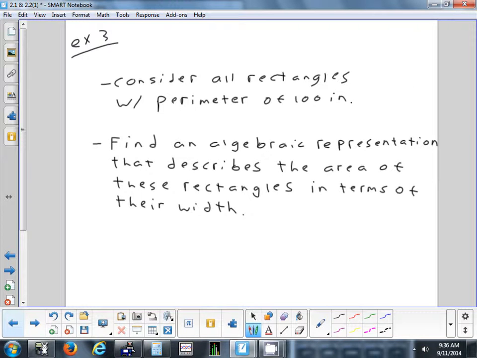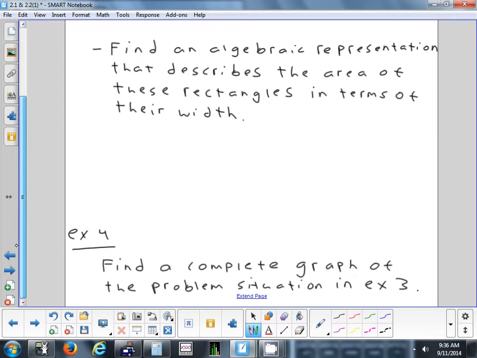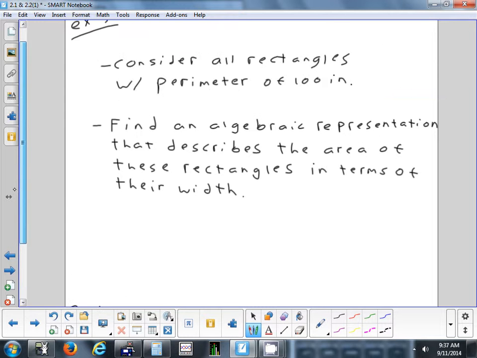So last problem we're going to do, we've already looked at this, I think, in a homework. It says, consider all rectangles with a perimeter of 100 inches. Find an algebraic representation that describes the area of these rectangles in terms of their width. And then I want to find a complete graph of the problem situation.